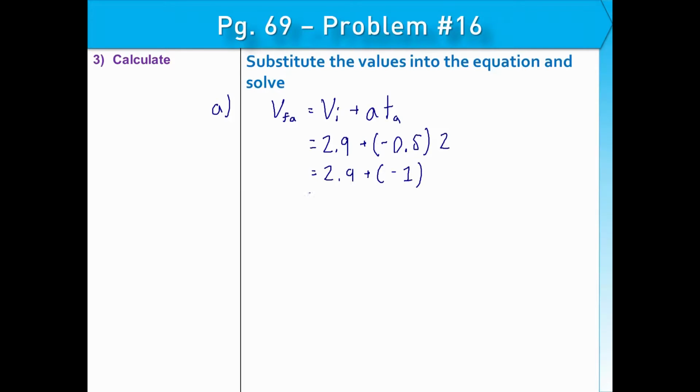Now remember you have a plus and a negative, so you have 2.9 plus a negative number, or in other words, a minus 1. And 2.9 minus 1 will give you 1.9. So our final velocity for part A is 1.9. Remember the units for velocity are meters per second.